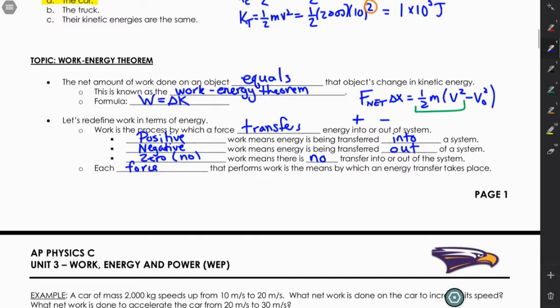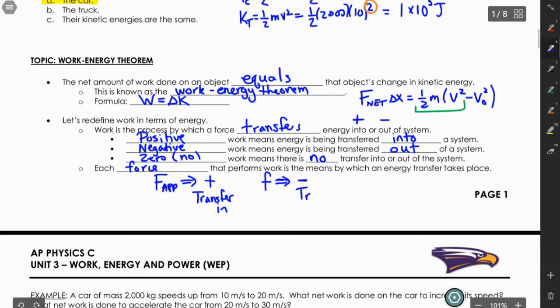Now, an applied force would apply positive work, because we're going to be moving in the positive direction. That force is going to cause a positive change in motion. However, something like friction, for the majority of cases, will do negative work. It's removing energy from the system. So here the applied force would transfer energy in, and here friction would transfer energy out. When we say transfer, we're talking about the energy.